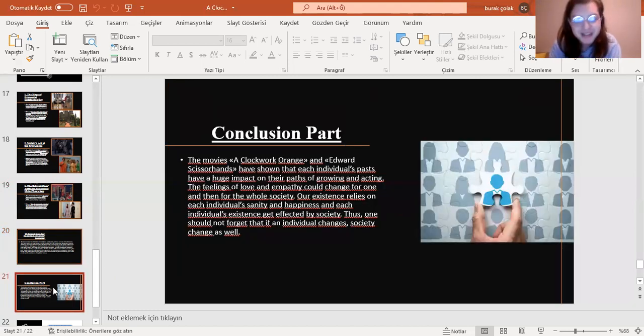And my conclusion: the two movies, A Clockwork Orange and Edward Scissorhands, have shown that each individual's past has a huge impact on their path of growing and acting. The feeling of love and empathy could change one, and then the whole society. Our existence relies on each individual's sanity and happiness, and each individual's existence is affected by society. Thus, one should not forget that if an individual changes, society changes as well.